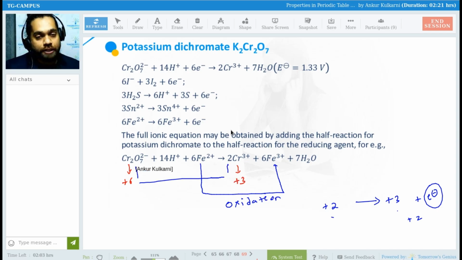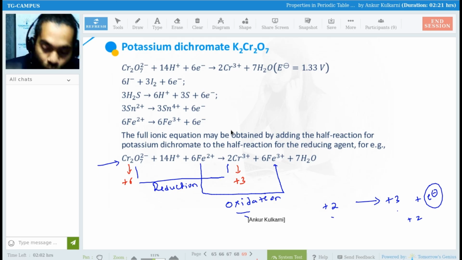Similarly, plus 6 to plus 3, is it oxidation or reduction? Correct. It is nothing but reduction. So just now we have proved that your Cr₂O₇²⁻ is oxidizing Fe²⁺, but itself it is undergoing reduction.